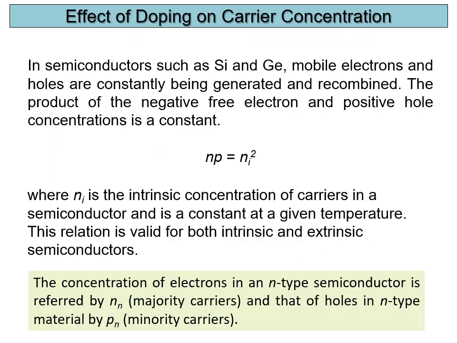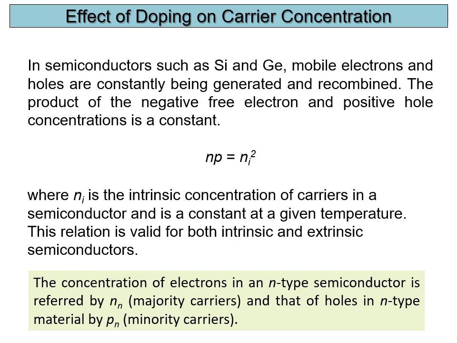Effect of doping on carrier concentration. In semiconductors such as silicon and germanium, mobile electrons and holes are constantly being generated and recombined. The product of the negative free electron and positive hole concentrations is a constant.